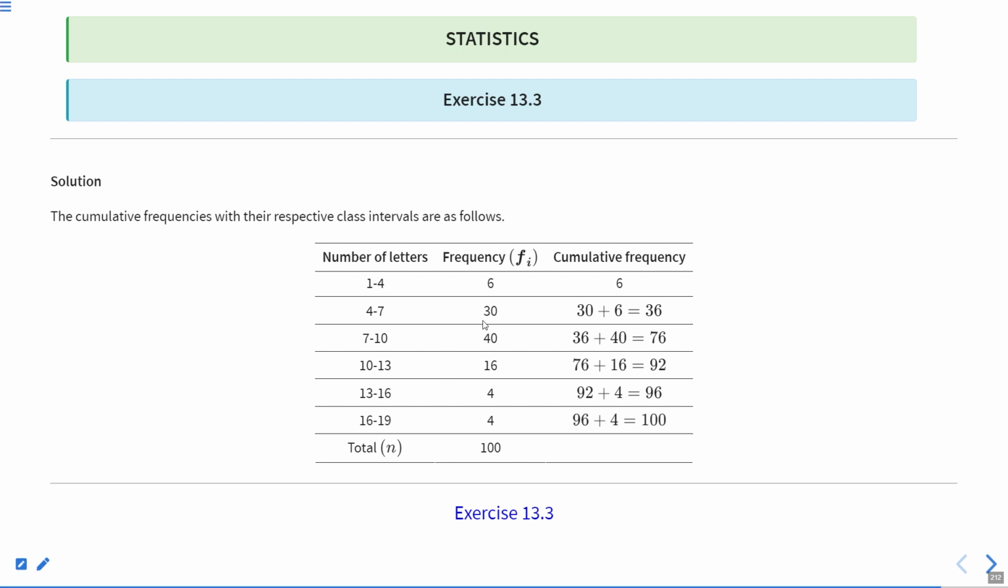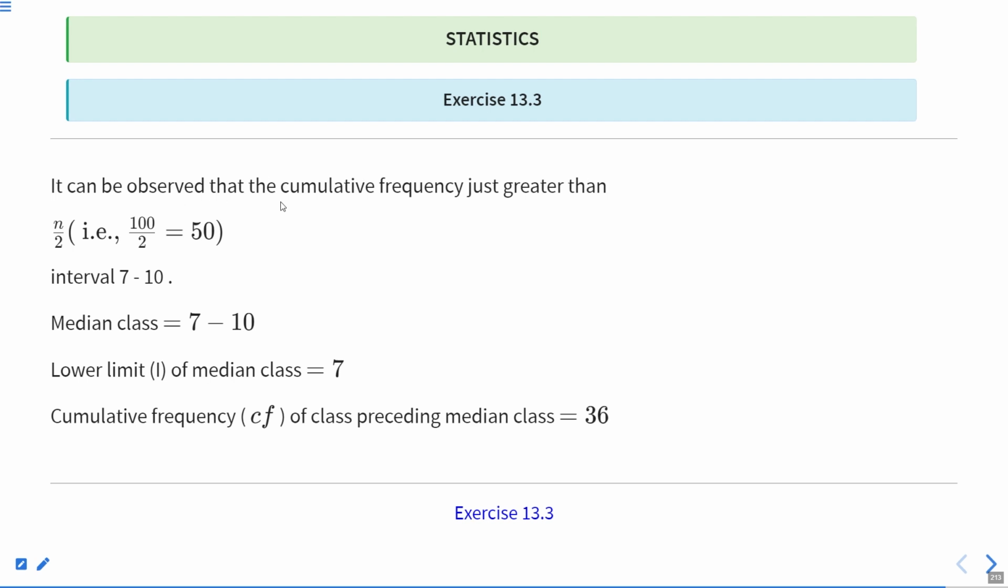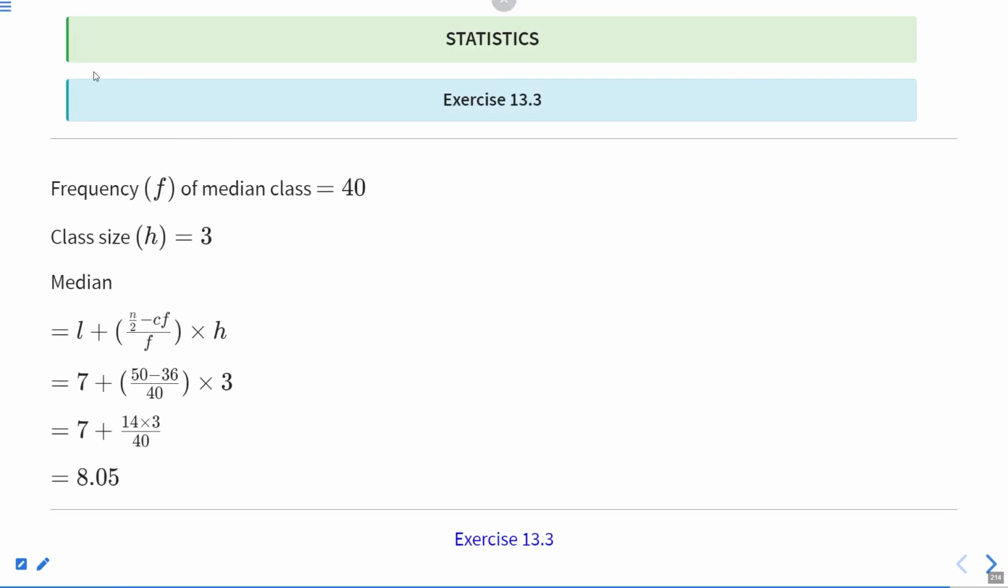Okay, and now if we add all these frequencies, then we get n is equal to 100. So now it can be observed that the cumulative frequency is just greater than n by 2, and here the value of n is equal to 100. So 100 by 2 is equal to 50. That is actually interval 7 to 10. So the median class is equal to 7 to 10, and lower limit of the median class is equal to 7, and cumulative frequency cf of class preceding the median class is equal to 36. Okay, and frequency f of median class is equal to 40, and class size h is equal to 3.